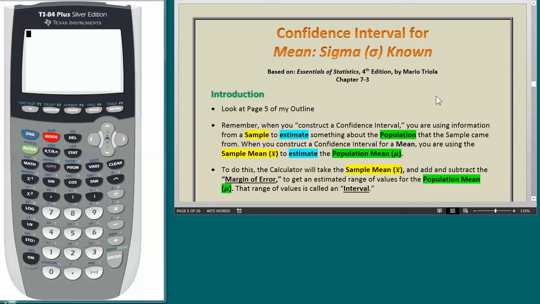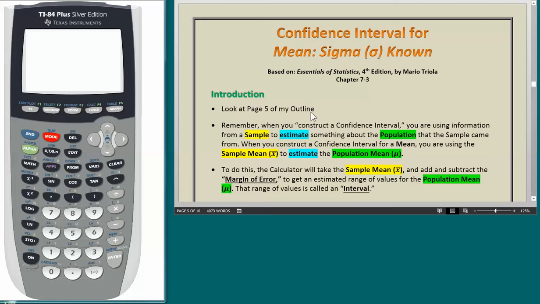This video is called Confidence Interval for Mean, Sigma Known. There will be another video called Confidence Interval for Mean, Sigma Unknown. Before we start, let me remind you, this Greek letter is called sigma, and it stands for population standard deviation. Let's go through this introduction.